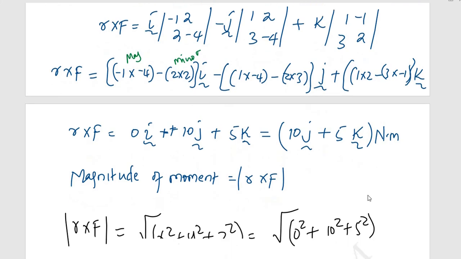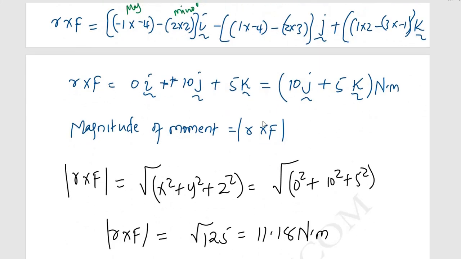So now, if they ask me the magnitude of the moment, I'll just take the modulus or the magnitude of the cross product of R and F. The magnitude will be the square root of the square of the x component plus the square of the y component plus the square of the z component. Therefore, the components are 0 squared plus 10 squared plus 5 squared. I take the root, and this will be 11.18, which is the square root of 125.